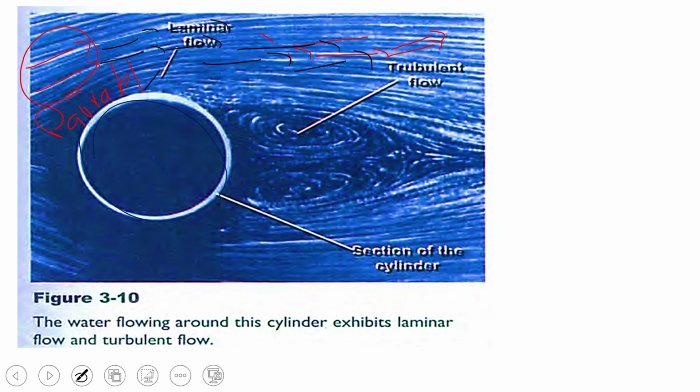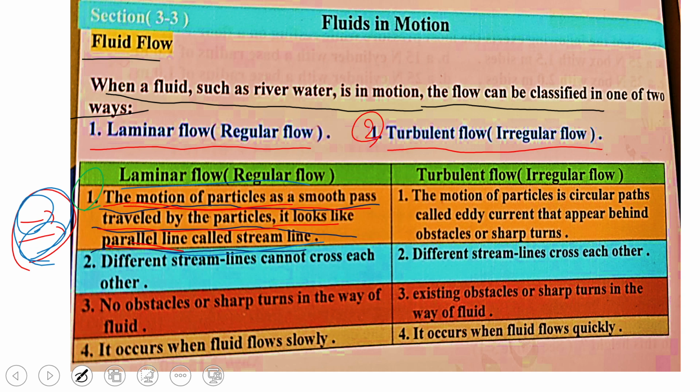So this is called parallel lines, and the direction of the moving water is in a straight line. The two lines never intersect, so this is called parallel lines. This is the first property of laminar flow, or regular flow.